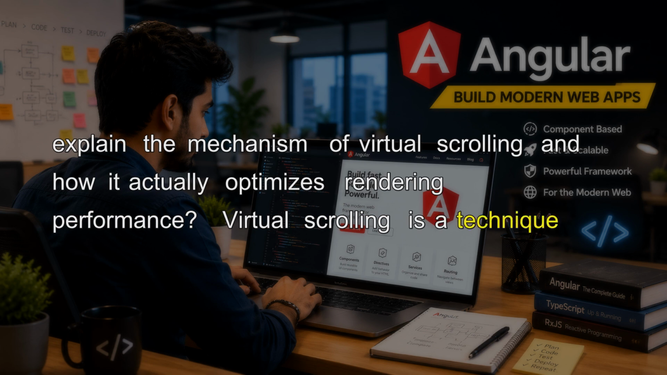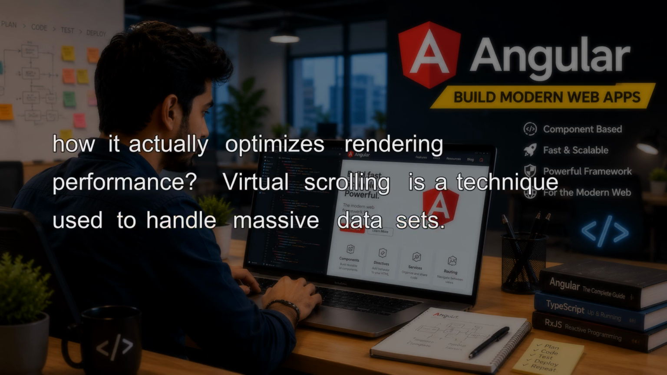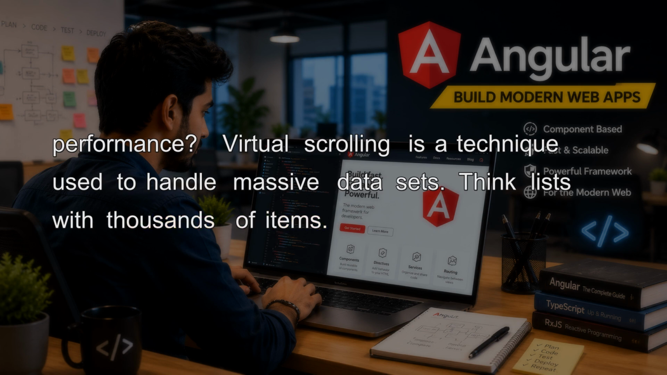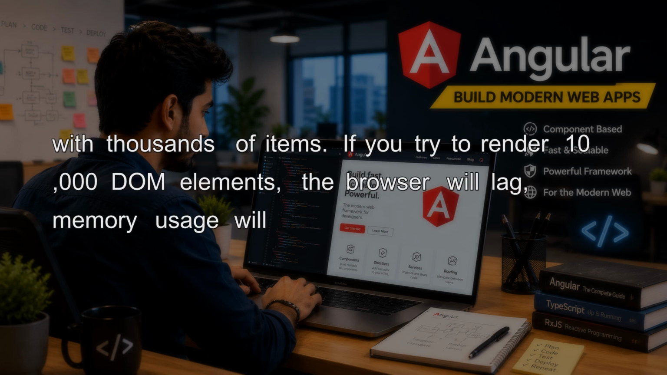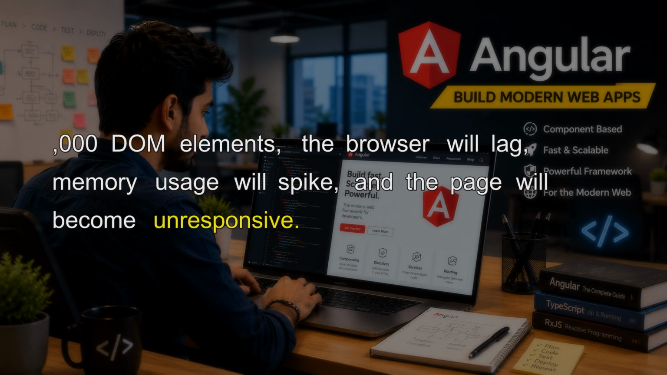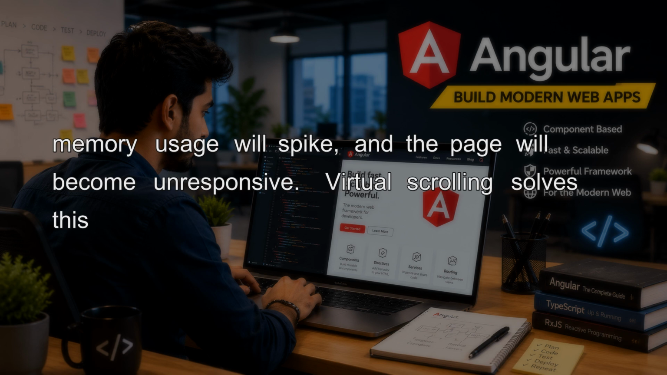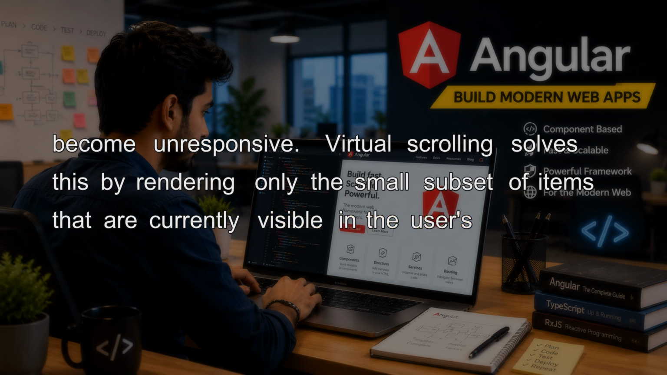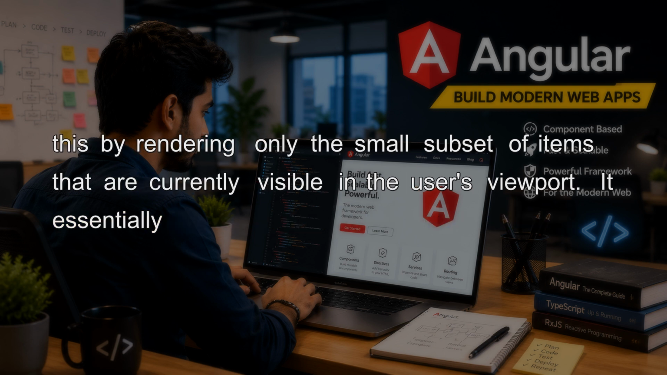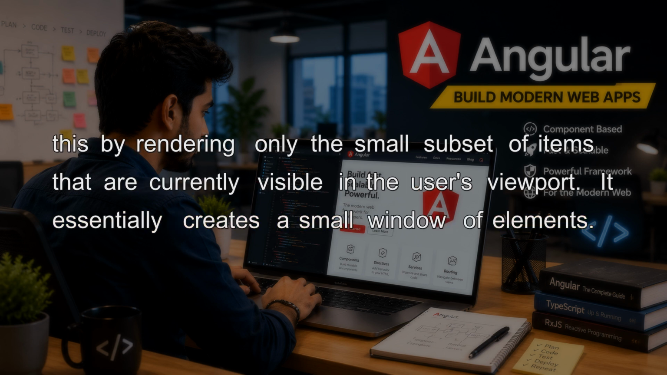Virtual scrolling is a technique used to handle massive datasets. Think lists with thousands of items. If you try to render 10,000 DOM elements, the browser will lag, memory usage will spike, and the page will become unresponsive. Virtual scrolling solves this by rendering only the small subset of items that are currently visible in the user's viewport. It essentially creates a small window of elements.